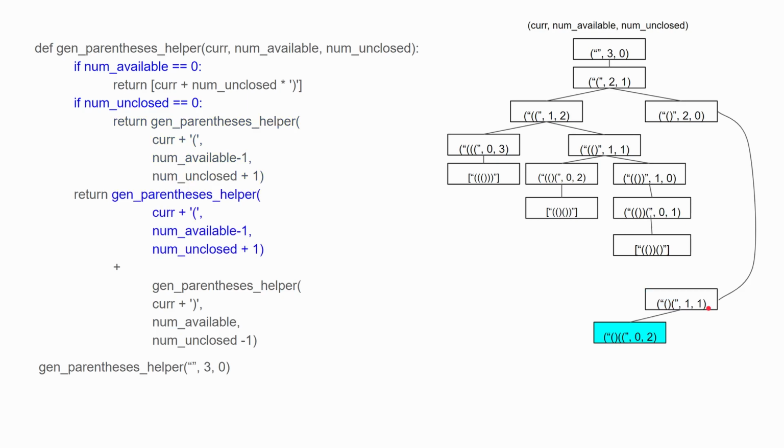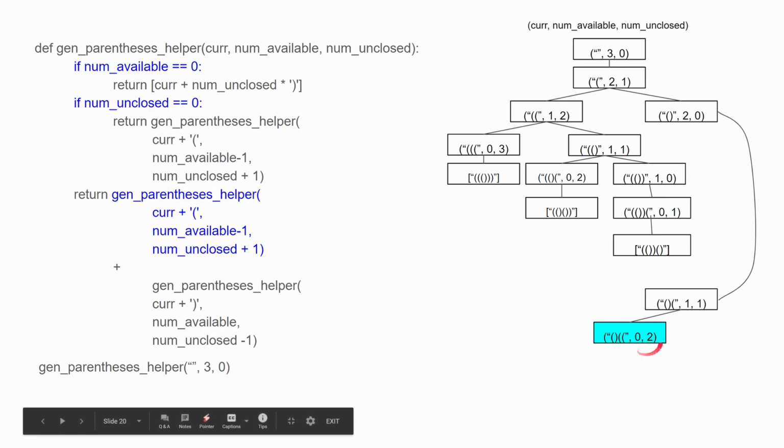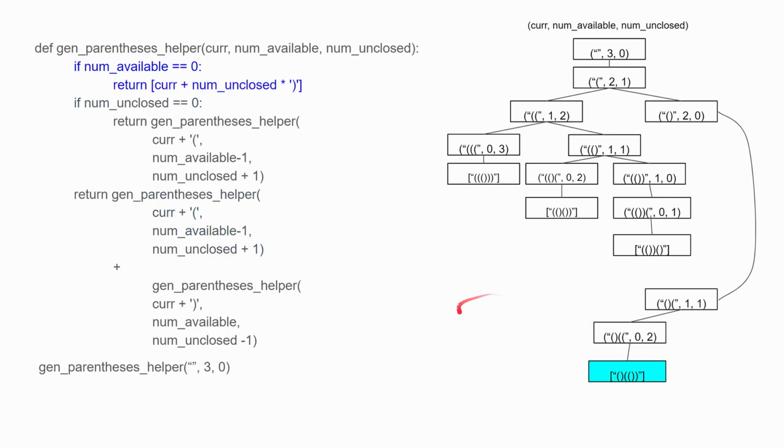is 1. And then because number variable is not equal to 0, this statement does nothing. Because number enclosed is not equal to 0, this statement does nothing. And then it'll add a left bracket to current, and then it'll decrement number variable and increment number enclosed. So then it'll add this to the tree. After doing that, that'll make it so number variable is equal to 0.